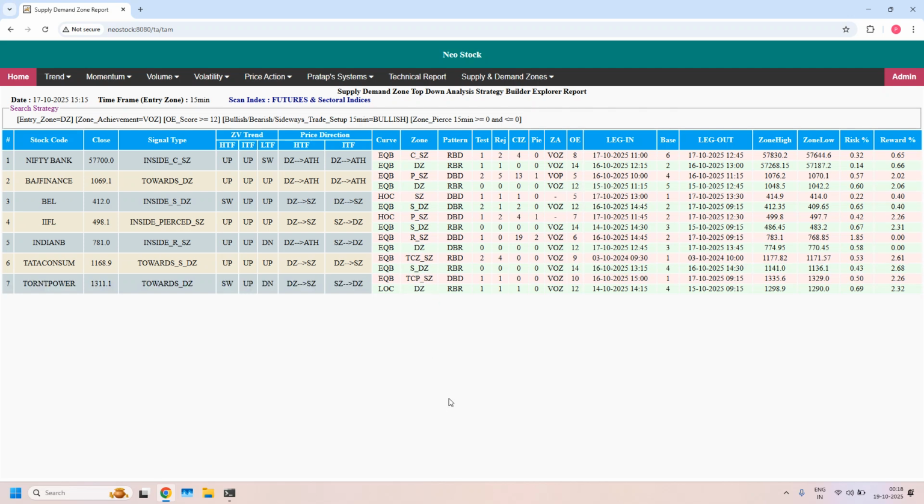Out of these 7 15-minute demand zones, there could be some high probability trade setups. We need to filter them based on the 2 different zone confluence and EMA confluence strategies that we learned in lesson 27. The first strategy is LTF and ITF demand zone confluence. After that, the ITF demand zone should overlap with daily EMA confluence.